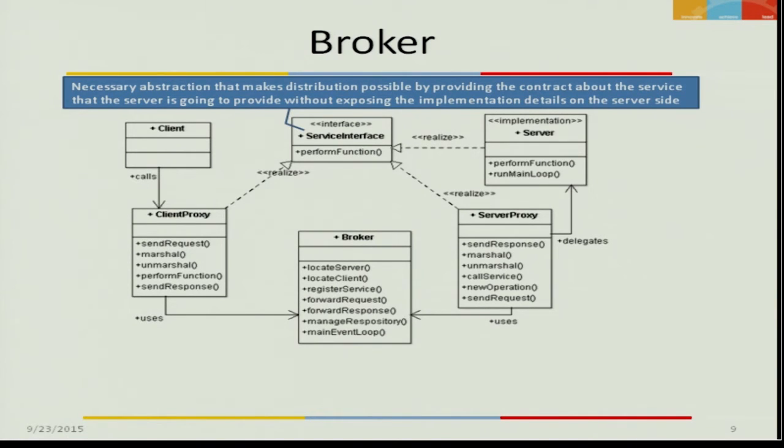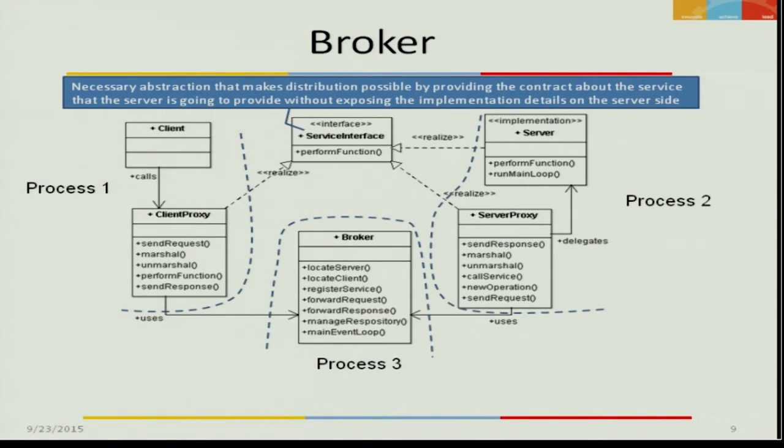It does not really expose the implementation, obviously, because it is an interface, and this makes it possible for someone to replace one server with another as long as the second server also implements the same interface. Another important part is that this whole class diagram can be distributed across three machines. The client can be in one machine, the server can be in another machine, and the broker can be in the third machine. So this is how one could partition this class diagram into three components, and they can be executed on three different machines.